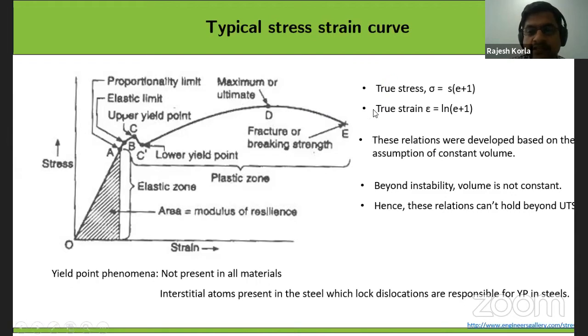So constant volume holds, but after this yield stress, after this UTS, when the neck is forming, there is a triaxial stress at the neck, and voids will be generated in the neck, where cracks can be generated, then this constant volume will not hold. So these relationships will be applicable only up to UTS. Beyond UTS, we can't use the relationship to convert the engineering fracture strain into true fracture strain. You can convert engineering UTS to true UTS, but you can't use this relationship for the fracture stress and strain because constant volume will not hold.